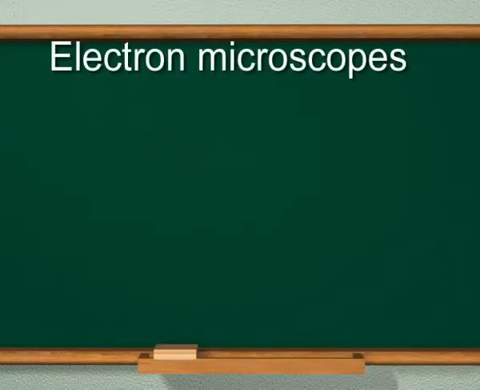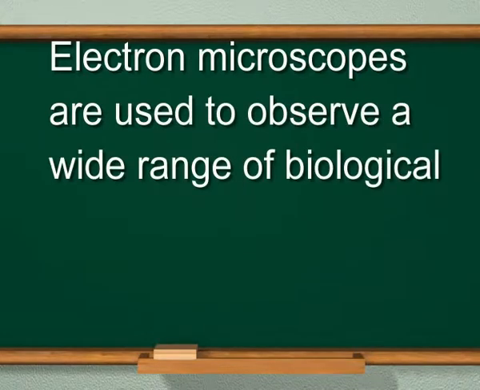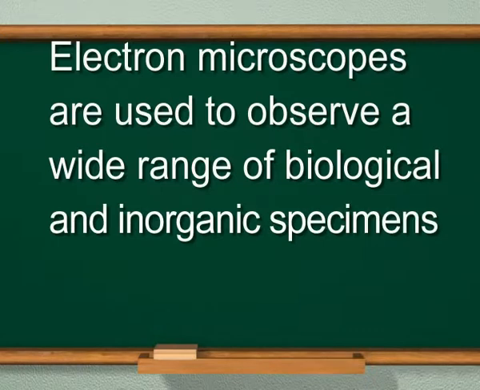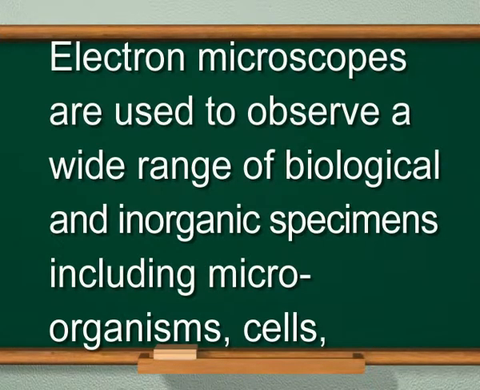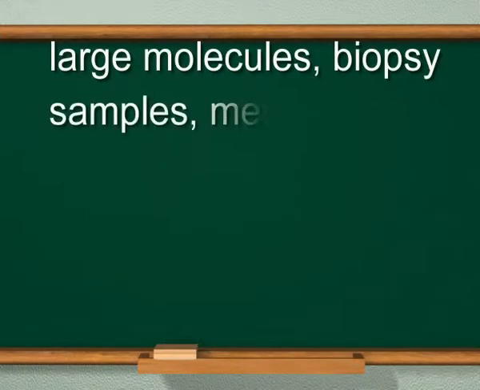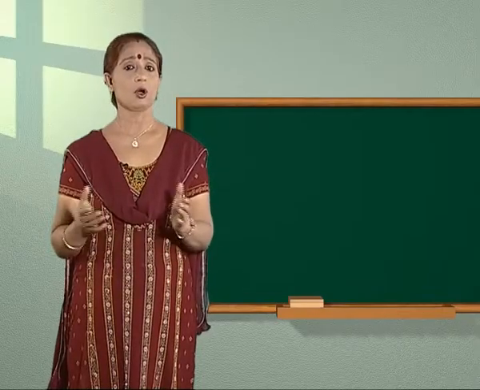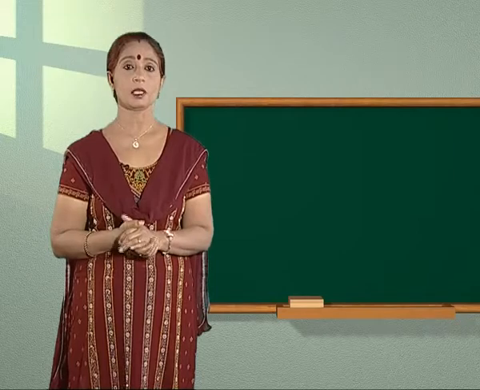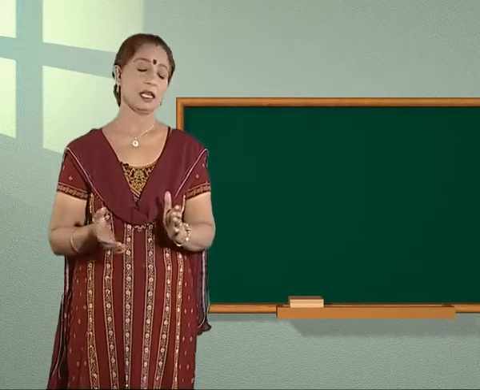Electron microscopes are used to observe a wide range of biological and inorganic specimens, including microorganisms, cells, large molecules, biopsy samples, metals, and crystals. Let's now get on to understand the principle on which electron microscope works as well as its working.